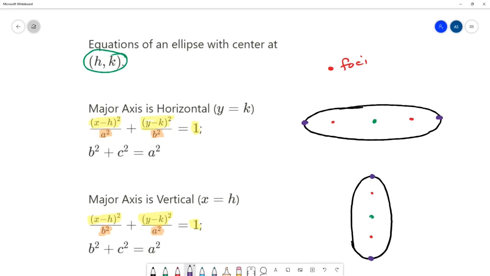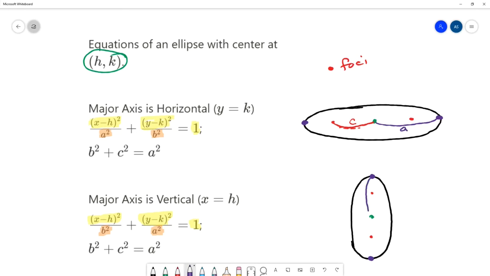And when I say it's horizontally oriented, it means it's longer horizontally. Vertically oriented is longer vertically. So those are some features that we care about. Now, the distance between the center and the focus is the value of C. And the distance between the center and the vertex is A.